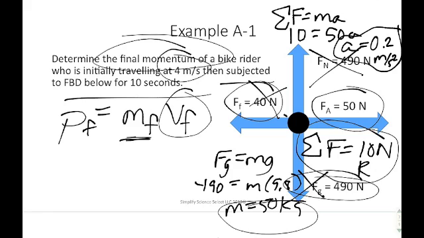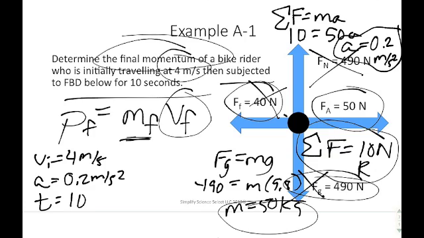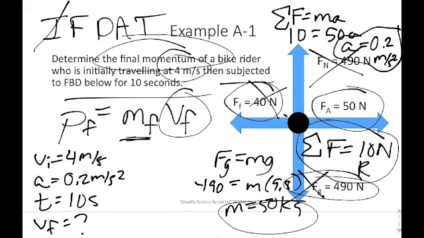Now with an acceleration of 0.2 meters per second squared, I've got the initial velocity, which was 4 from the problem, the acceleration, which I calculated to be 0.2 meters per second squared, and the time, which is 10 seconds. Using those three things, I can use my kinematics motion equations to solve for the final velocity. I have the initial velocity, I'm looking for the final, I have the time, and I have the acceleration. The only thing I don't have and don't care for is the displacement.